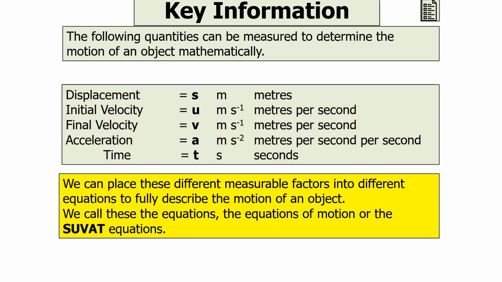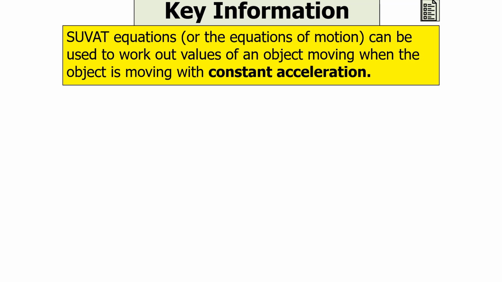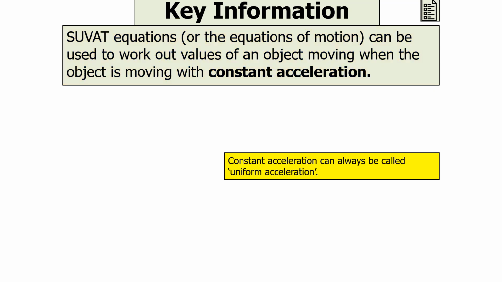Now we can place these different measurable factors into different equations to fully describe the motion of an object. We call these equations the equations of motion or the SUVAT equations. The SUVAT equations can be used to work out values of an object moving when the object is moving with constant acceleration. Constant acceleration can also be called uniform acceleration, and these equations involve the motion in a straight line at a constant acceleration.